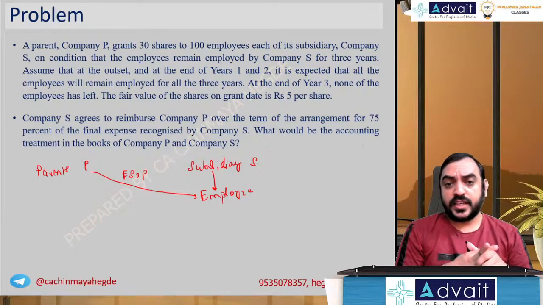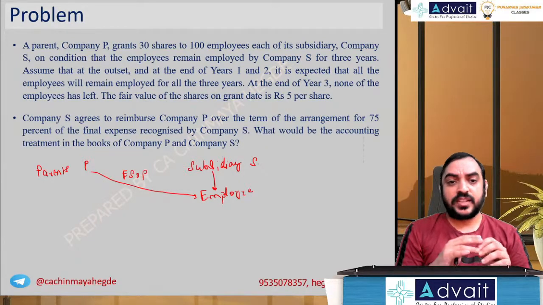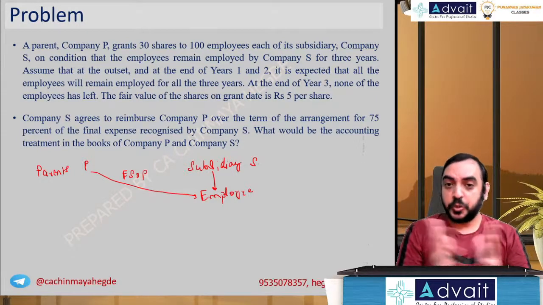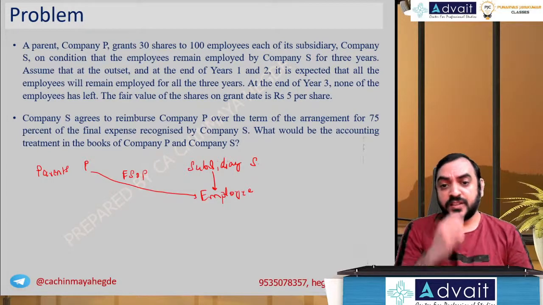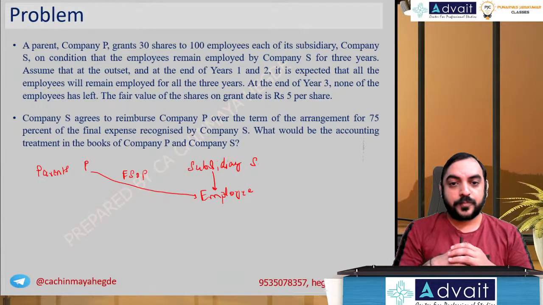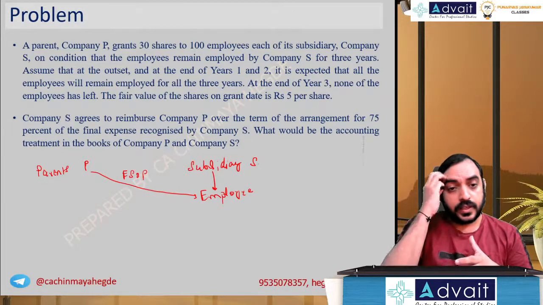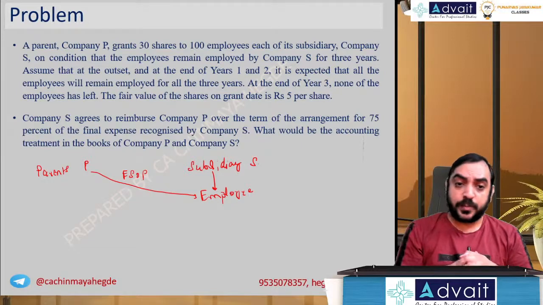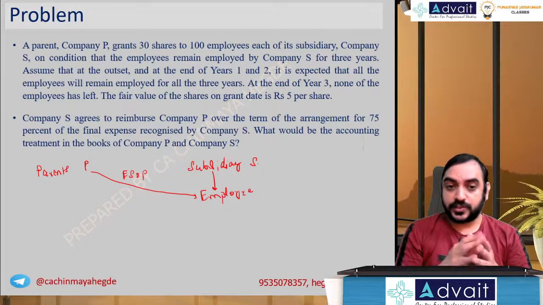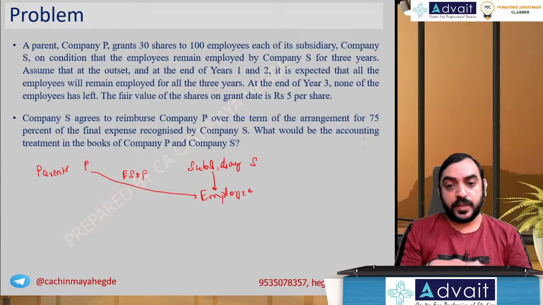Assume that at the outset and at the end of year 1-2, it is expected that all employees will remain employed for 3 years. So everybody is fit and fine. At the end of year 3, none of the employees have left. The fair value of the shares on the grant date is 5 per share. Company S agrees to reimburse company P over the term of the arrangement for 75% of the final expense incurred by company S.